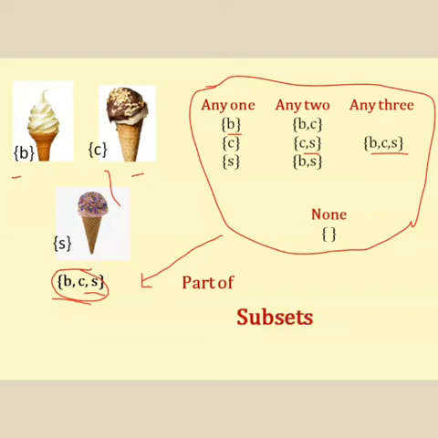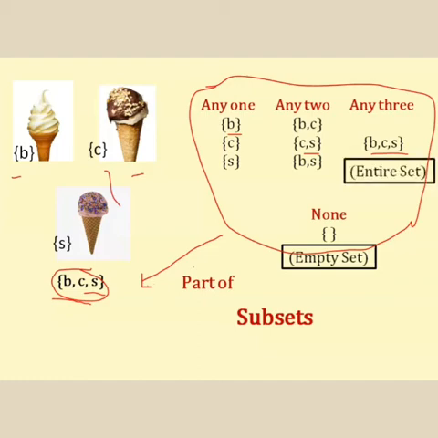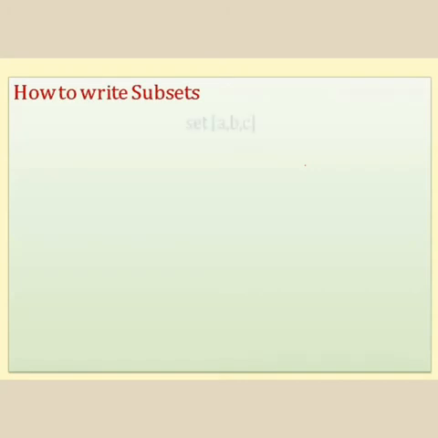So we must remember that the empty set is a subset of the entire set, and the entire set BCS here, right? This is also a subset of the entire set. So this is how we write the subsets. So the empty set, the entire set, and the parts, these are all the subsets of the entire set. So now we'll write it with mathematical sets.